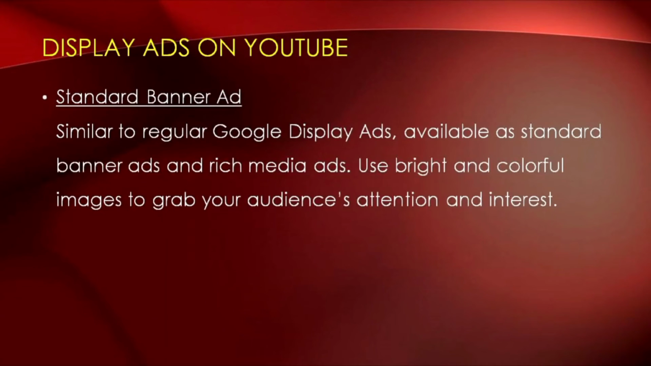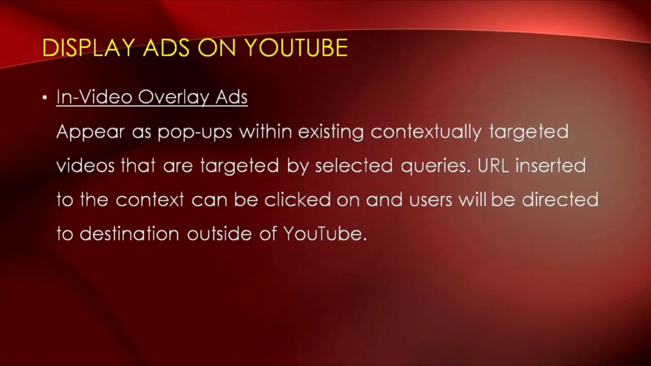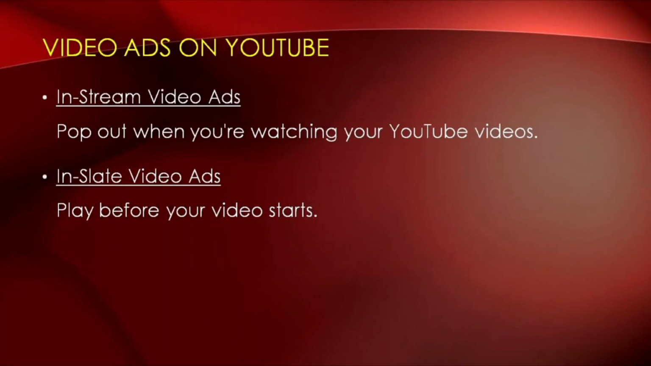Standard banner ad is similar to Google display ads, where it's available as a standard banner or rich media ad. Use bright and colorful images to grab your audience's attention and interest. In-video overlay ads are ads that appear as pop-ups with existing contextually targeted videos that are targeted by selected queries. URL inserted to the context can be clicked on and users will be directed to destinations outside of YouTube.